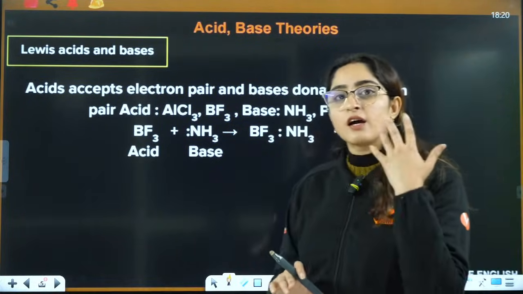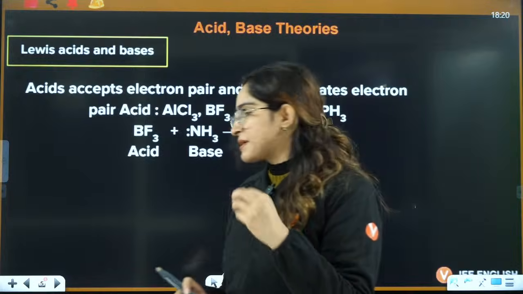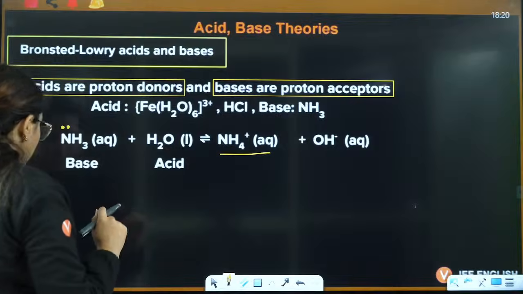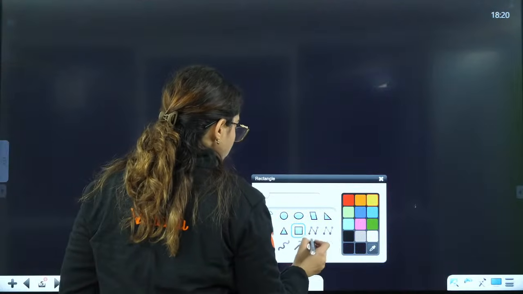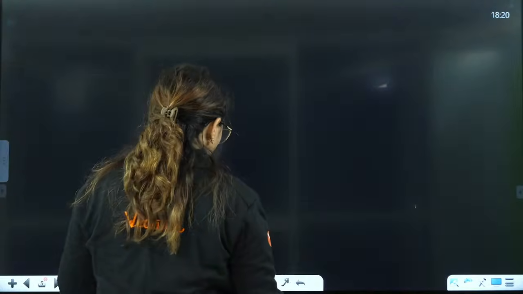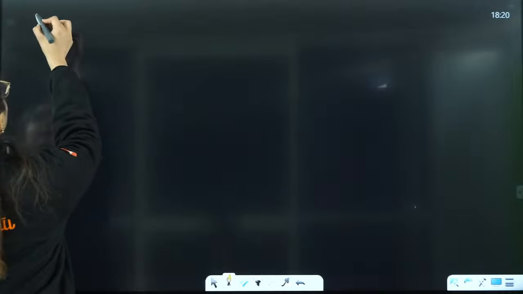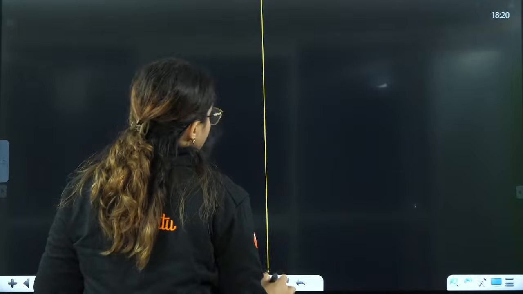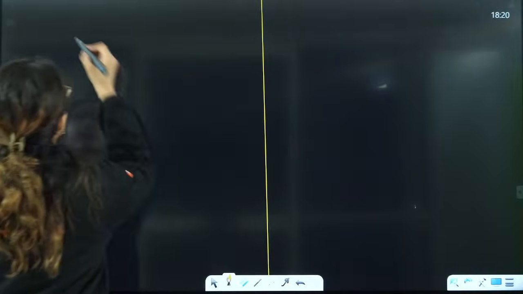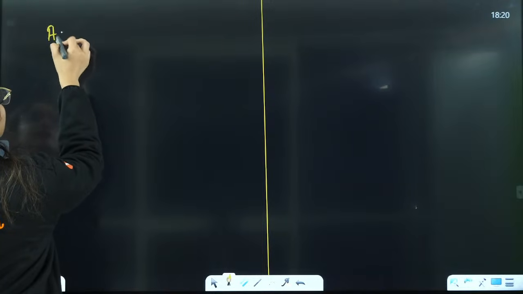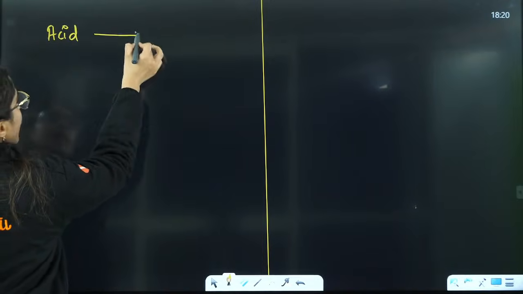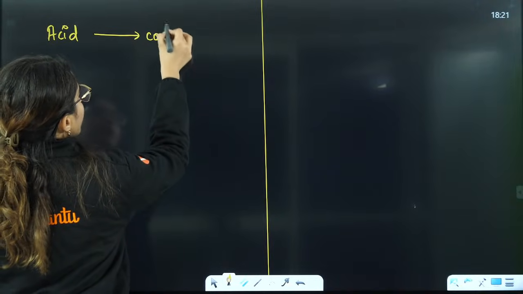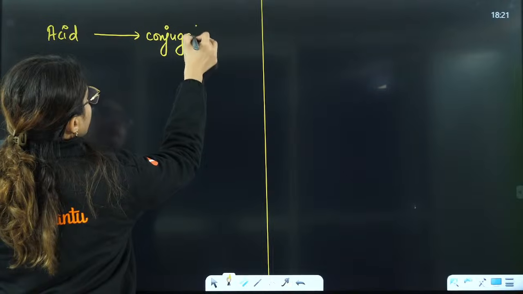Then there comes a concept of Lewis acid and Lewis bases, but before that, a very important thing that you must know is the concept of conjugate acid and conjugate base. What is the concept of conjugate acid and conjugate base? Let's talk about that. If I say there is an acid that donates H positive, then it is converted to conjugate base.